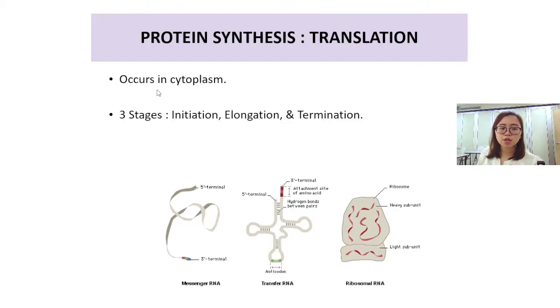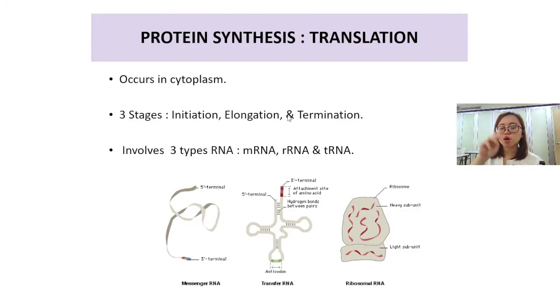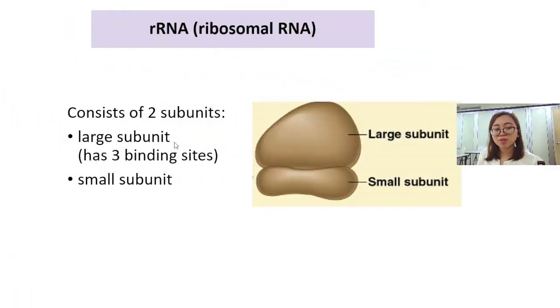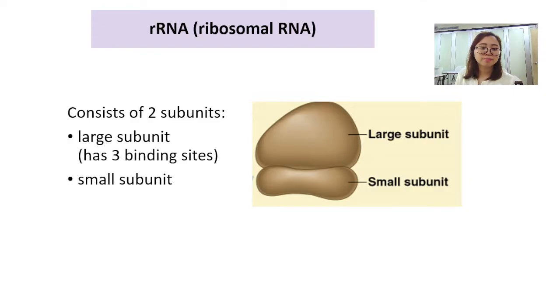It occurs in the cytoplasm, involves 3 stages: initiation, elongation, termination, and involves 3 types of RNA. The 3 types of RNA that are involved in translation are mRNA, rRNA, and tRNA. mRNA, kita sudah cakap dari tadi, itu adalah messenger RNA. And let's talk about rRNA, ataupun kita boleh gelar dia sebagai ribosomal RNA.